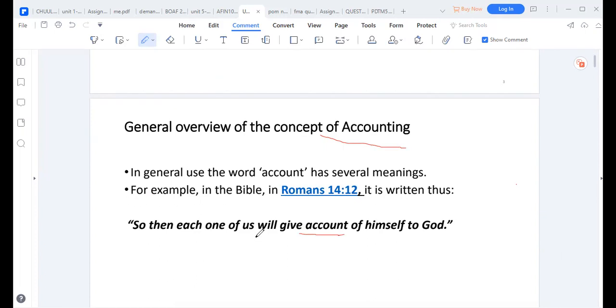So in financial accounting, we are going to look at custodians of organizations like directors and managers who report to the shareholders to give an account of how they manage the resources on behalf of the shareholders.